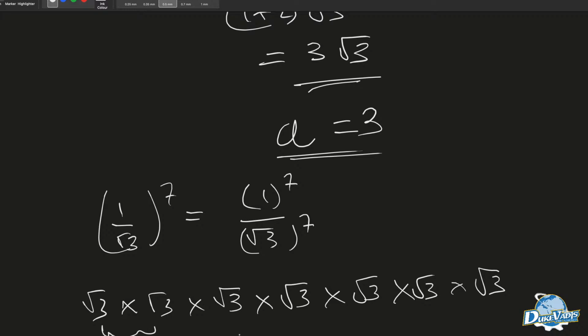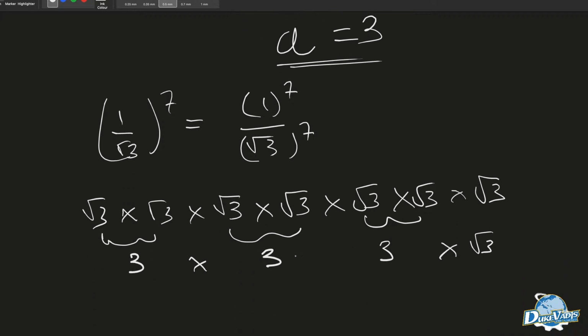This one will give us 3. Multiplying this one will give us 3. And multiplying this one will give us 3 times root 3. So in effect, this multiplied by that, then 3, 9, 27. So 27 root 3 becomes the answer. 27 root 3.